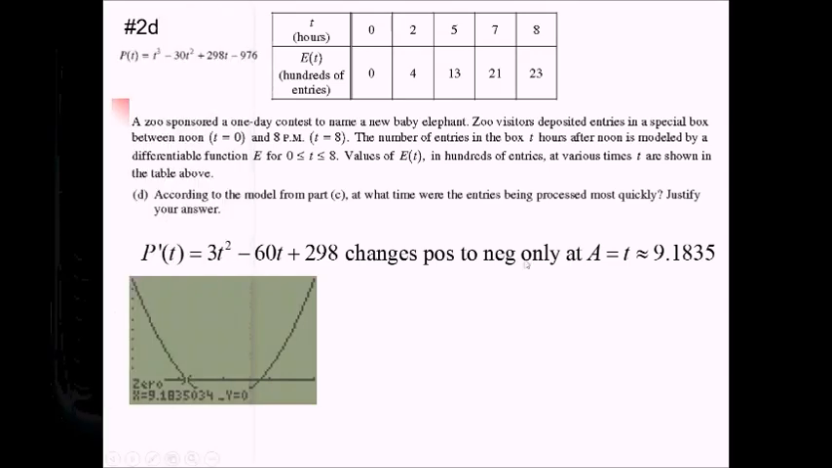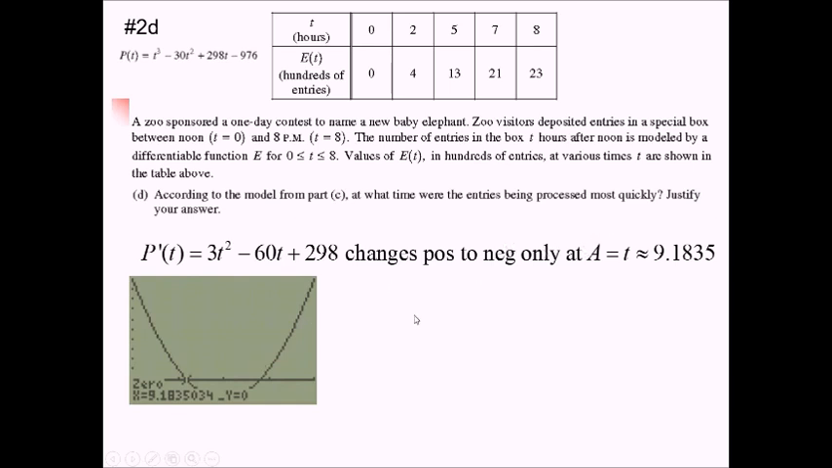Now notice my wording here. P prime changes positive to negative only at A equals all this stuff. So that's basically telling people, hey, I'm only going to consider critical values that are local maxes. There may be other ones. I don't care. None of them matter. Only this matters. So that basically gets me off the hook from testing out this other critical value when it comes time to do the candidates test. I'm saying out of all these critical values, A is my only candidate.